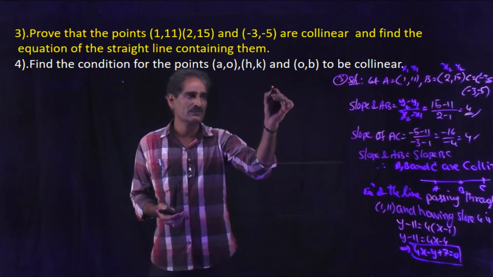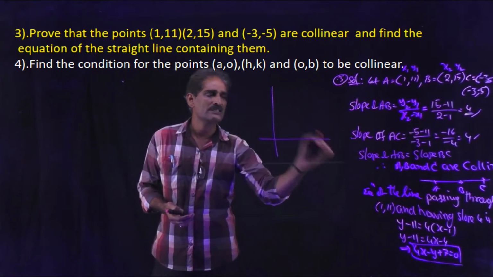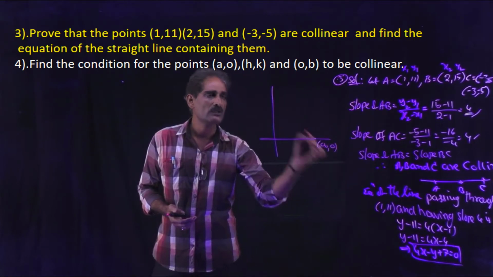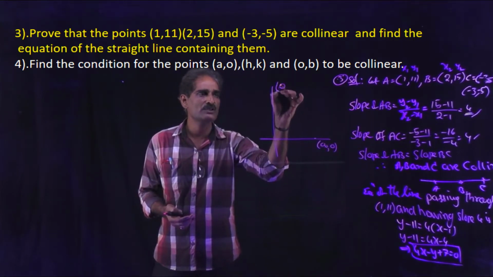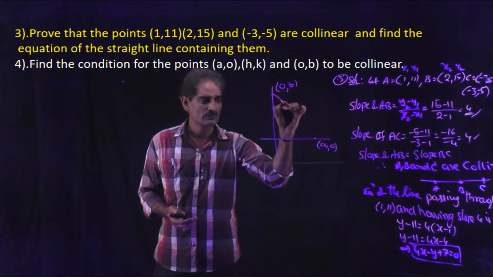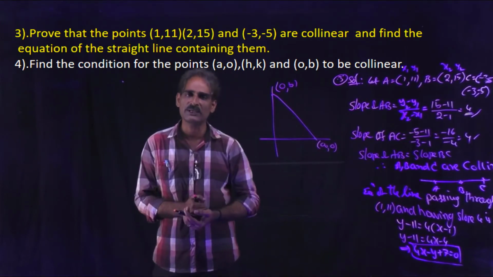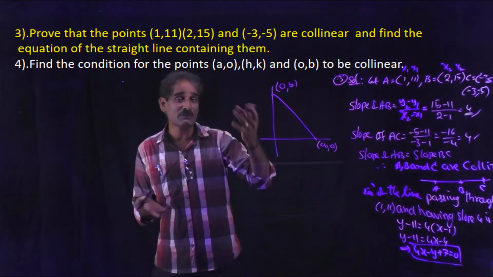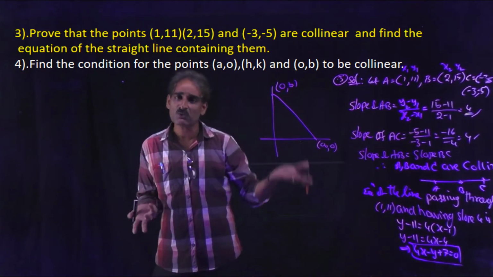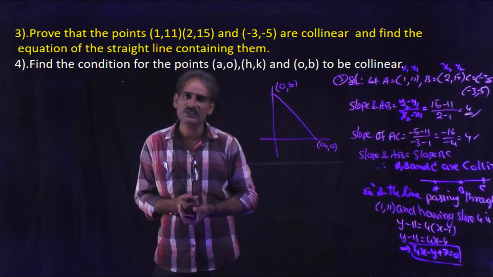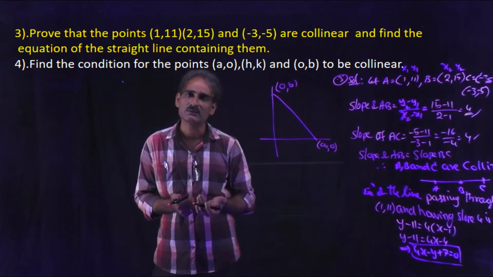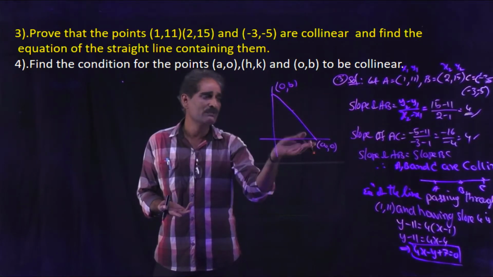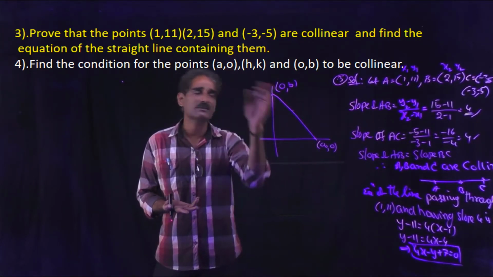Try to draw the figure: x-axis, y-axis. Suppose this is the position of the point a comma 0 and suppose this is the position of the point 0 comma b. This is the position of the line. Here a comma 0, 0 comma b and h comma k lie on the line. That means these are collinear. Find the condition for these points to be collinear. Collinear means lie on a line. Here h comma k may be in between A and B, or on either side of AB.